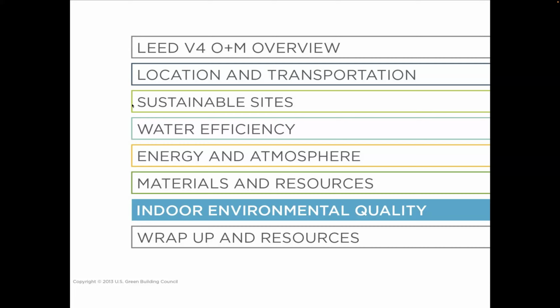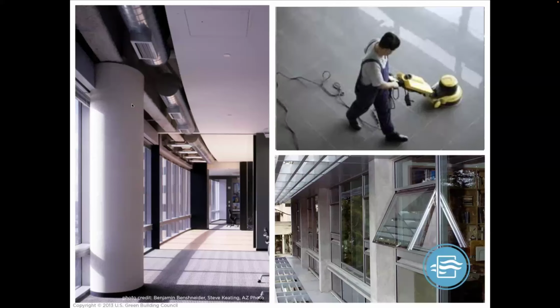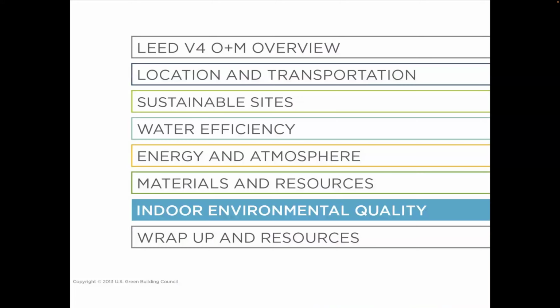Okay, so let's get started. Indoor environmental quality is kind of all-encompassing. It talks about air quality, lighting, ergonomics, and other things that affect human health and well-being inside a building. And green cleaning, that sort of thing. So it's all lumped into one.